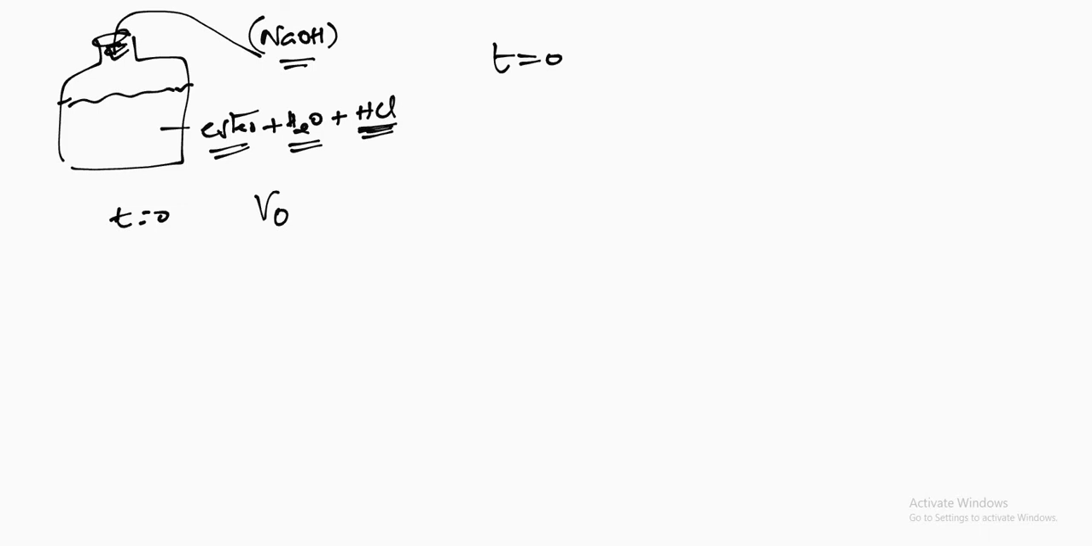What is V0? V0 is the volume of sodium hydroxide consumed at time 0. Students, observe carefully. Why is this much volume consumed? Because we have HCl. HCl is a catalyst here. Students, HCl is a catalyst. So this V0 corresponds to the concentration of HCl present in the mixture.